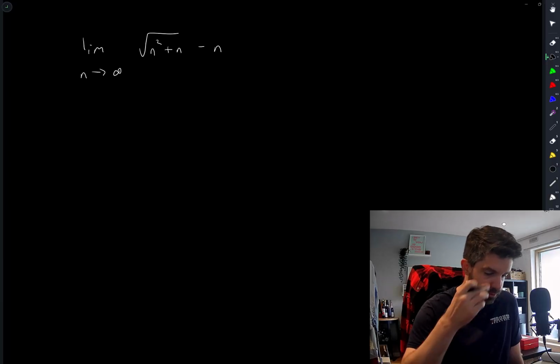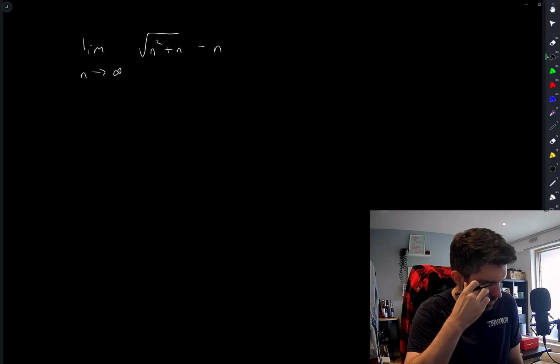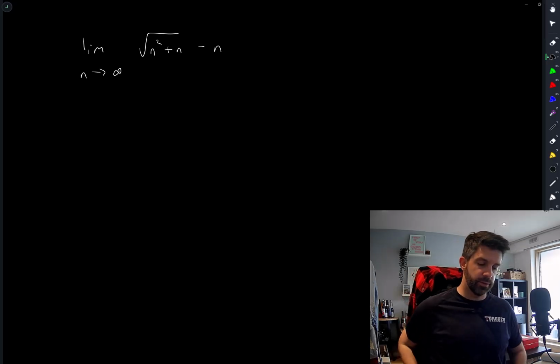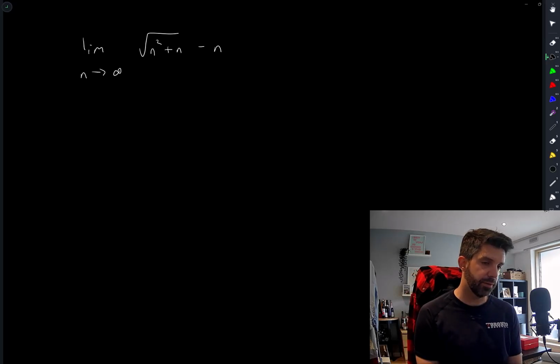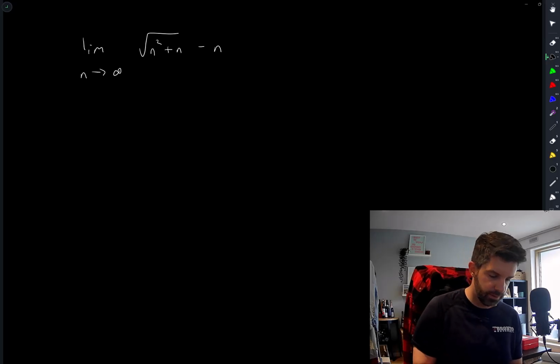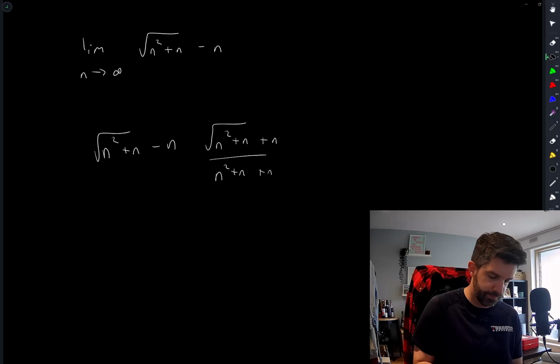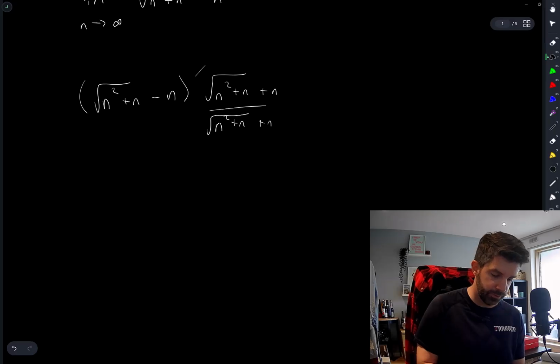So I might need to just manipulate this equation a little bit to see if there's an equivalent expression that is a little bit easier to handle. The first thing that comes to mind is to multiply in the numerator and denominator by something like this. Don't know if this will work, but let's see what happens.